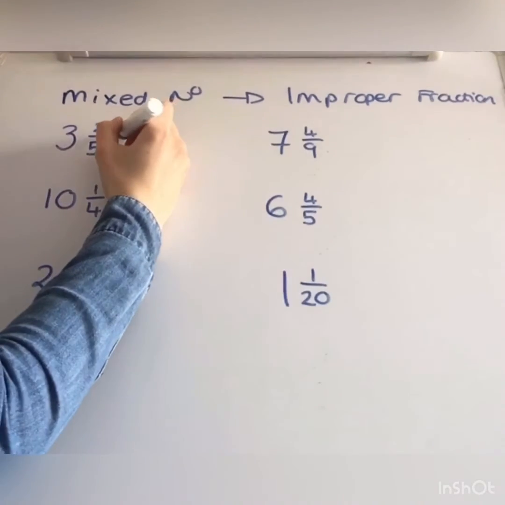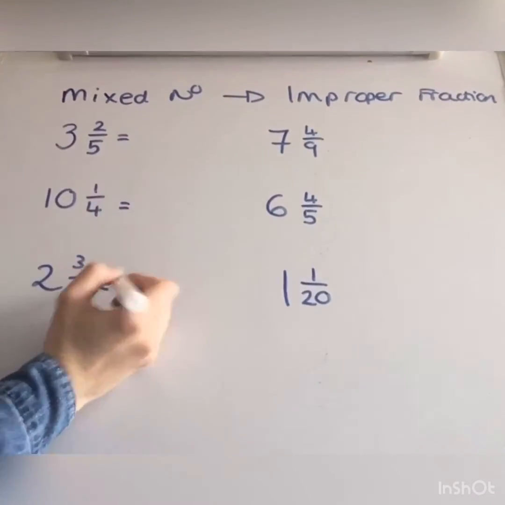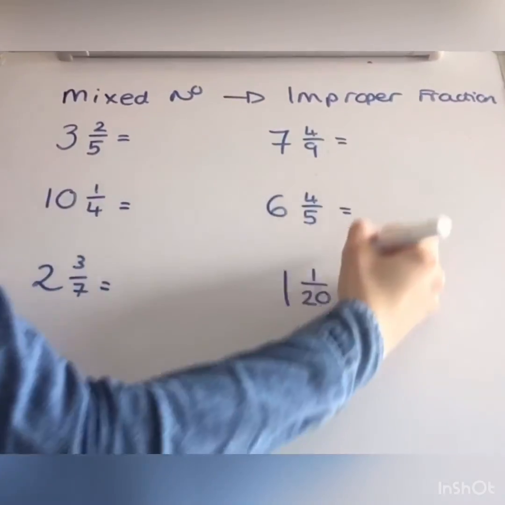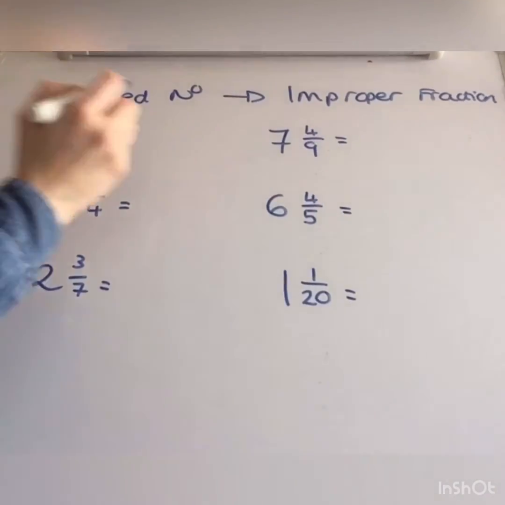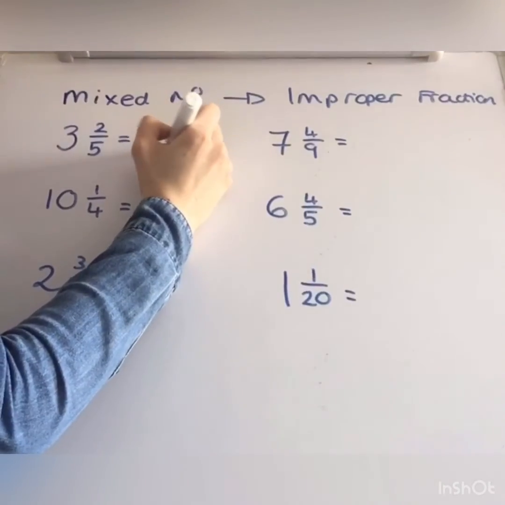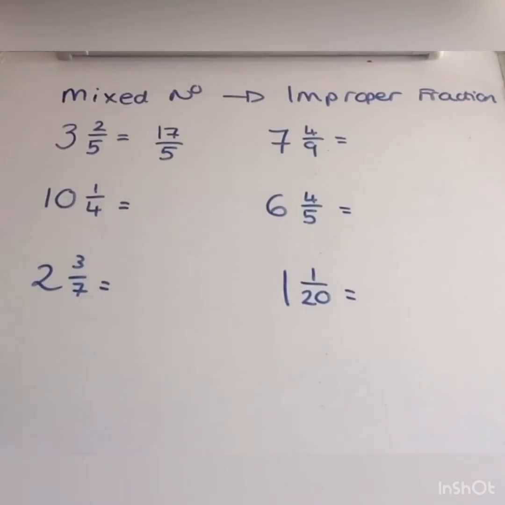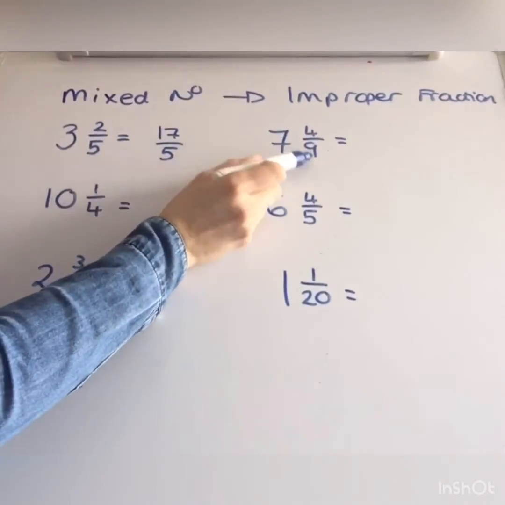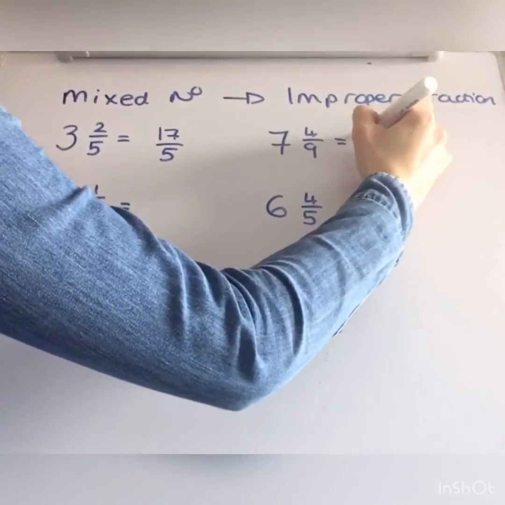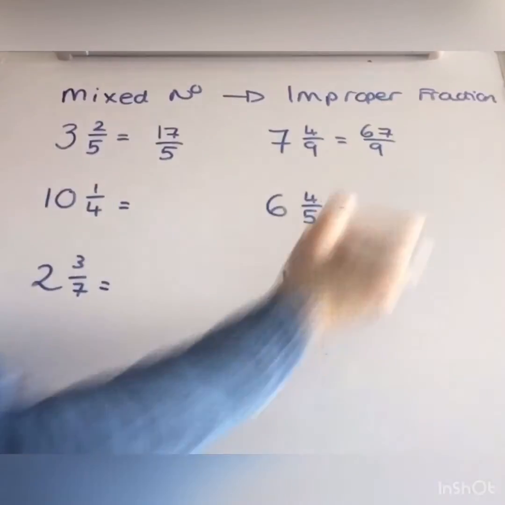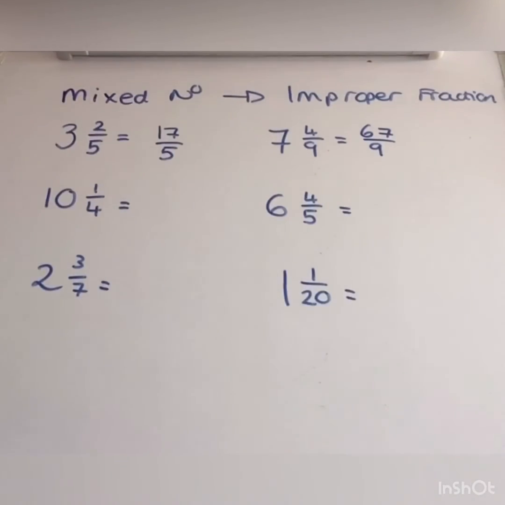Okay, so now I'm going to go through the answers. So if you've not done them yet, please make sure you pause the video now. So for the first question, 3 times 5 is 15. 15 add 2 is 17, so you would have got 17 over 5. 7 times 9 is 63. Add on the 4 is 67, and you pop it back over the denominator 9.